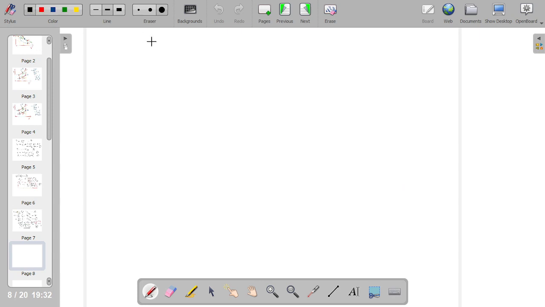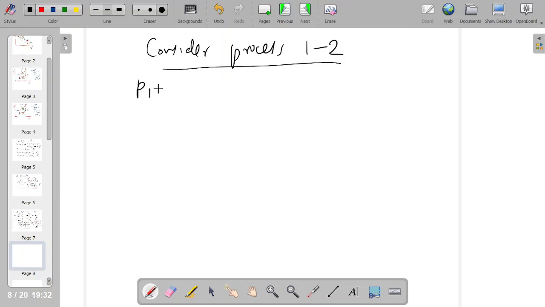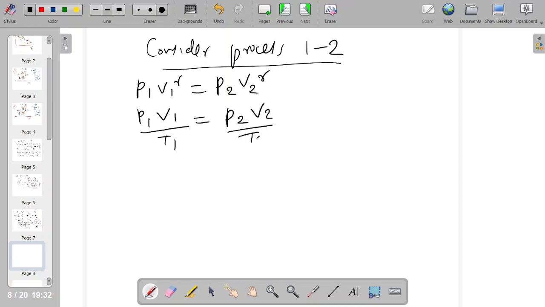Consider process 1 to 2, reversible adiabatic process, combustion. Here we have two equations. One is P1 V1 raised to gamma is equal to P2 V2 raised to gamma, and another one is the ideal gas equation, P1 V1 by T1 is equal to P2 V2 by T2. Now compare these two equations and eliminate pressure so that we can write T2 and T1 in terms of V1 and V2. We have already done this in the Otto cycle.